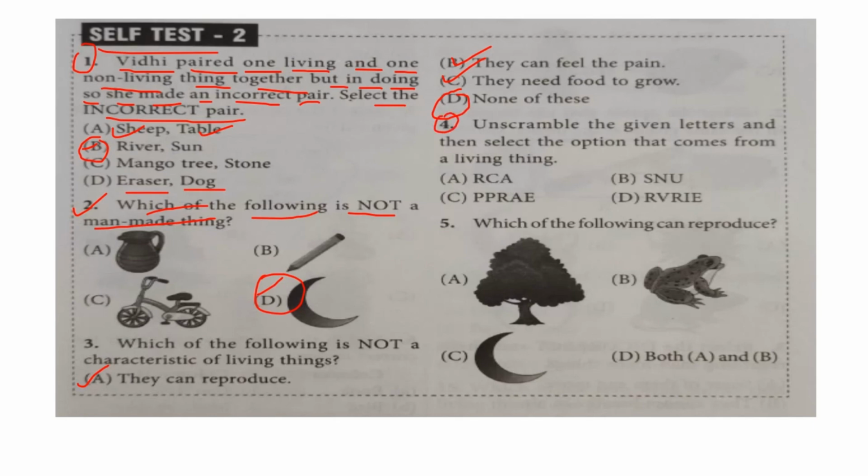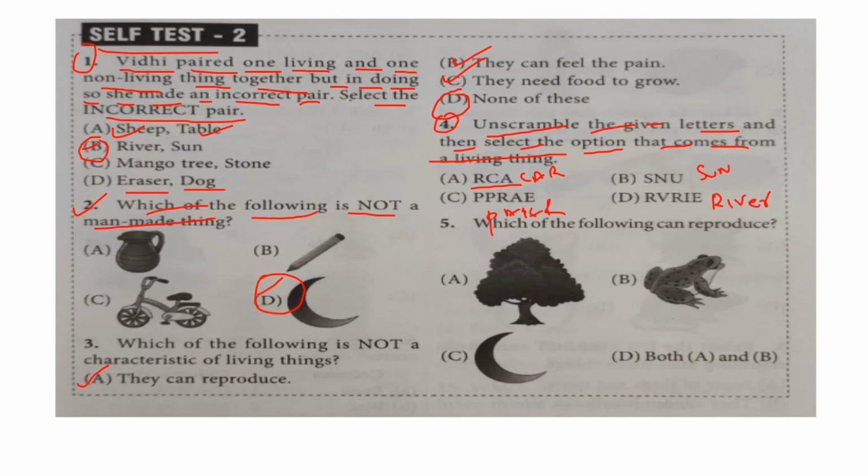Now for question number 4, unscramble the given letters and then select the option that comes from a living thing. So we need to unscramble this. They are jumbled letters. We need to unjumble them. RCA means it is your CAR, car. What about B? SNU. For SNU we have SUN, sun, and this is your PPRAE. So this is PAPER, paper, and RVRIE. This is your RIVER, river. So car, sun, paper, river.